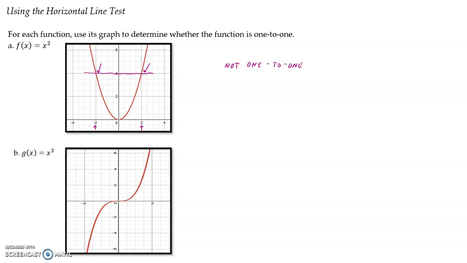Let's take a look at part B. This time we're working with the graph of the x cubed function. And if we draw a vertical line through our graph, it's only going to hit our graph once, so we know this is a function. And if we draw a horizontal line through our graph, it doesn't matter where you draw your horizontal line, right? It's only going to hit my graph once. So this is an example that is one-to-one.